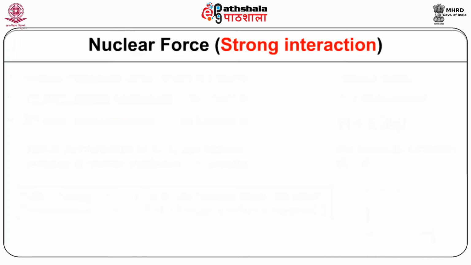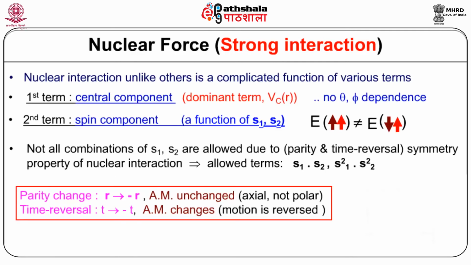Nuclear force, the strong interaction. Up to the previous slides we have learned that the deuteron has mixed components in the ground state, and the deuteron has one neutron and one proton. It is a one neutron, one proton system. It is the simplest system. So going by that study, in this slide we are going to discuss the nature of nuclear force.